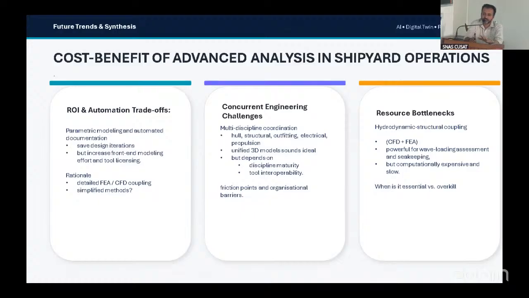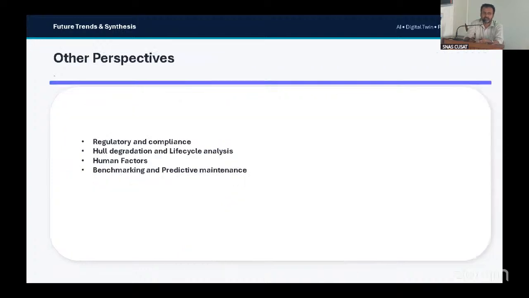So you have to think about the best solution, whatever is practical within a reasonable time frame, without polishing your output too much with no real requirement. I think I more or less covered this perspective, like regulatory compliance, how the designer himself liaises with the class and how it is changing, and how the hull degradation has to be captured using your strain gauges.